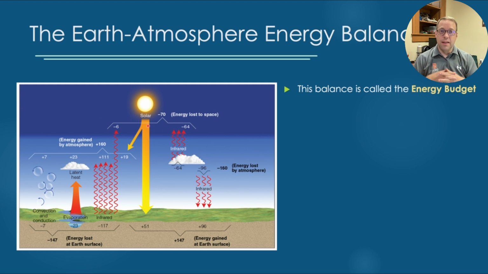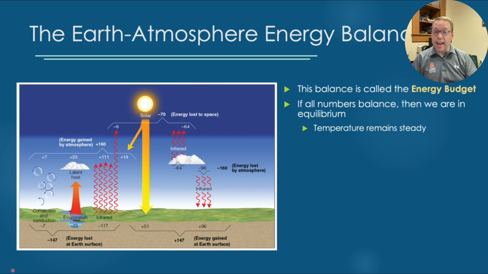How do we fix that? Well, we get the surplus of 30 units at the surface into the atmosphere through evaporation and latent heat, and through conduction and convection. In other words, weather. This weather is really just a part of the processes in the atmosphere that help to balance the energy. And there you go. There's a whole picture of the Earth atmosphere energy balance.